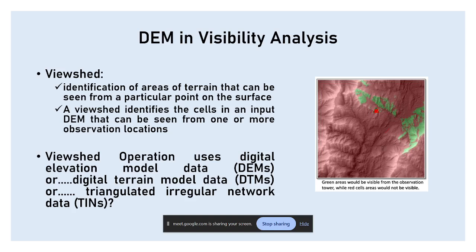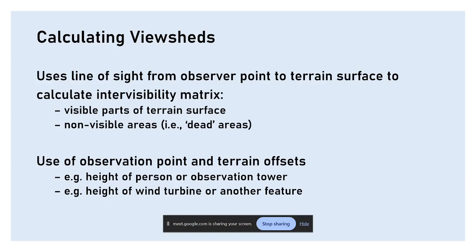So the viewshed operation uses the digital elevation model data, the DEMs. It can use the digital terrain model data or even the triangulated irregular network data, whatever it is. All these things are used in order to fulfill this requirement.